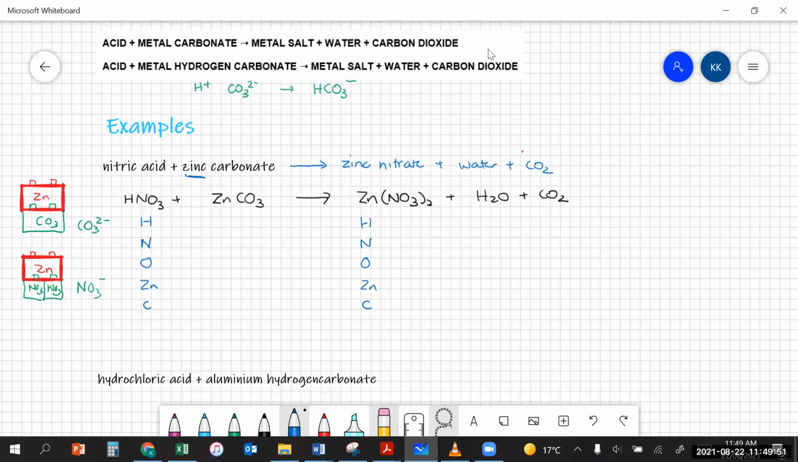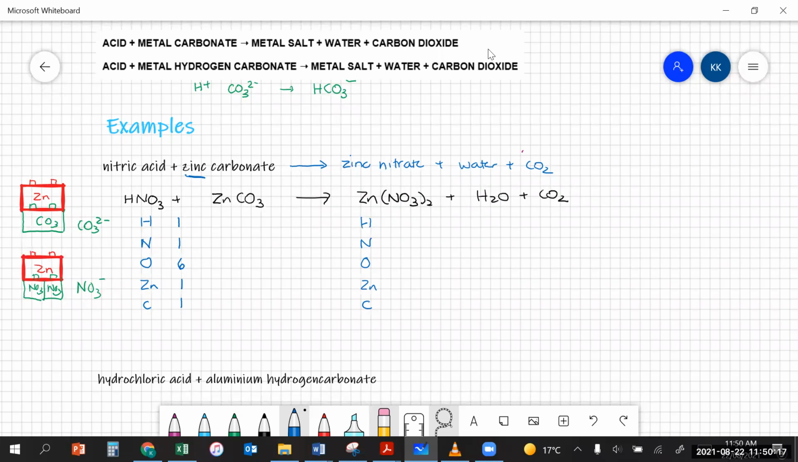All right, let's do our tally. On the left-hand side, we have one hydrogen in the nitric acid, and that's it. We have one nitrogen in the nitric acid. Oxygens, we've got 3 in the nitric acid, and we've got 3 in the zinc carbonate, so that's 6 altogether. Zinc, we have 1 in the zinc carbonate, and carbon, we have 1 in the zinc carbonate.